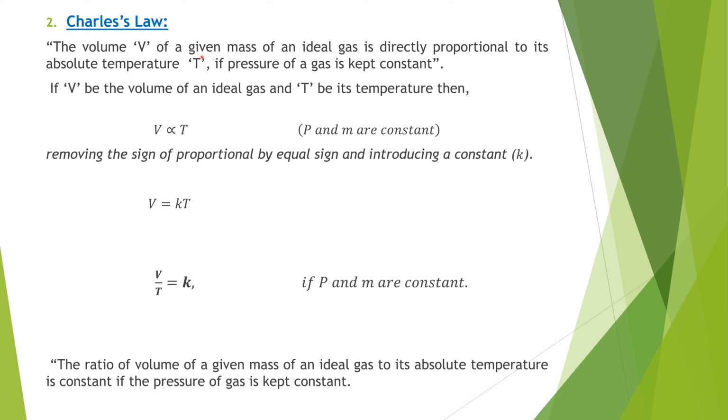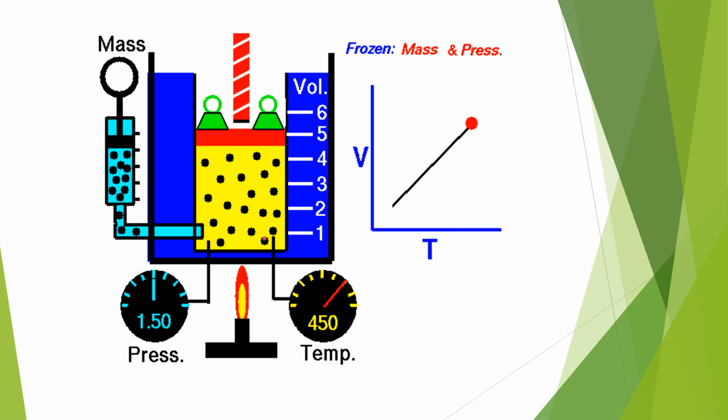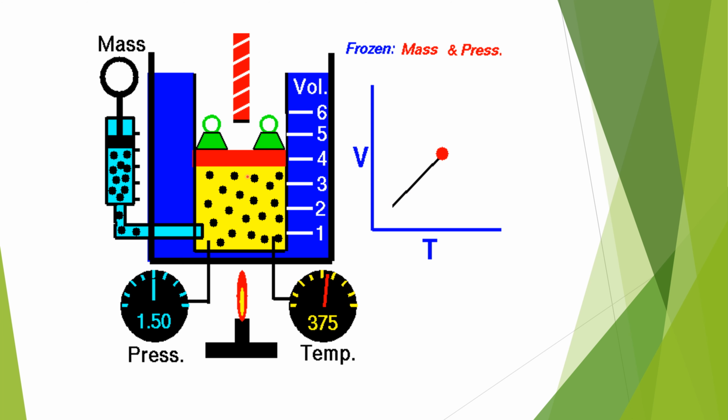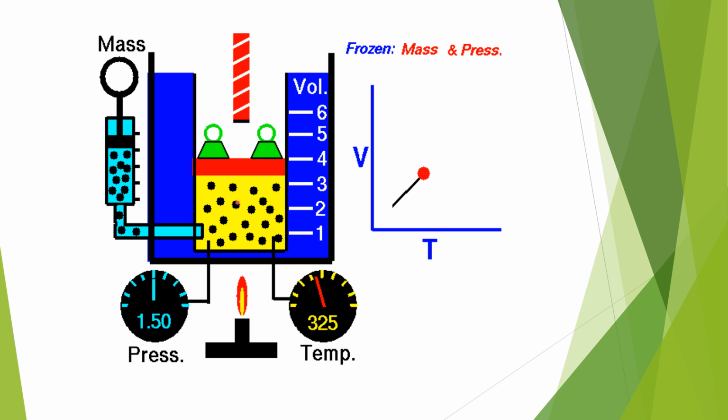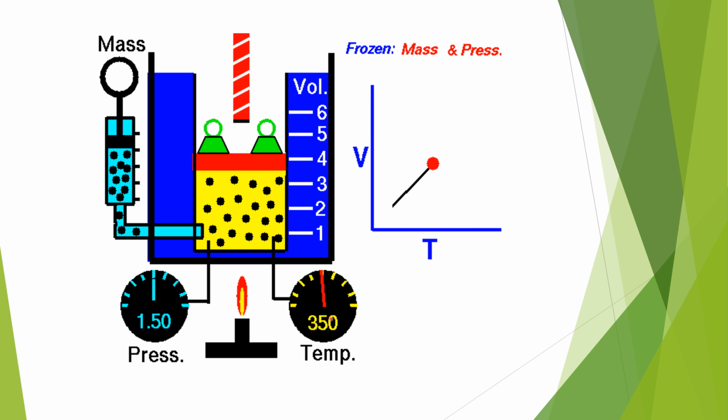The second statement of this law is that the ratio of the volume of a given mass of an ideal gas to its absolute temperature is constant if the pressure of the gas is kept constant. So again, if a gas is filled in a cylinder covered by a movable piston, and we fix the pressure, say 1.5 newton per meter square, and suppose the mass of the gas is also constant.